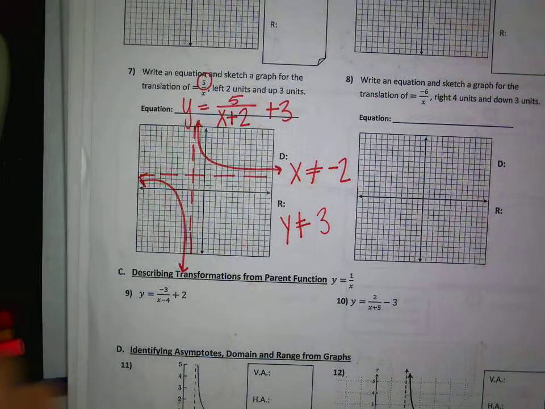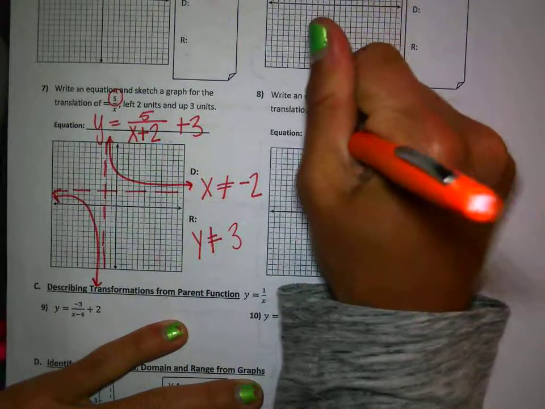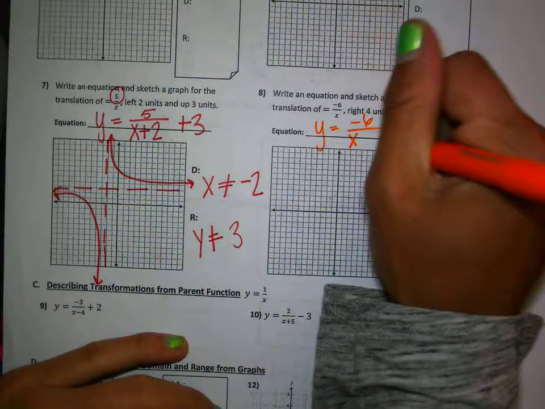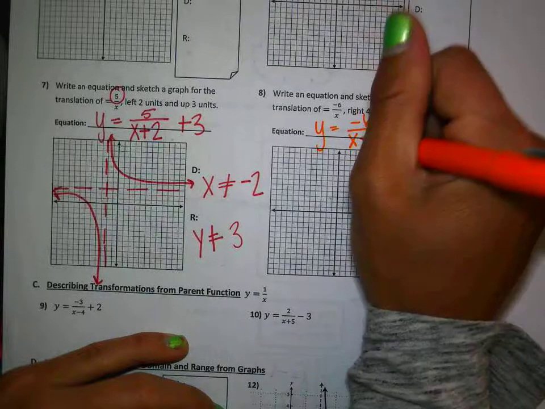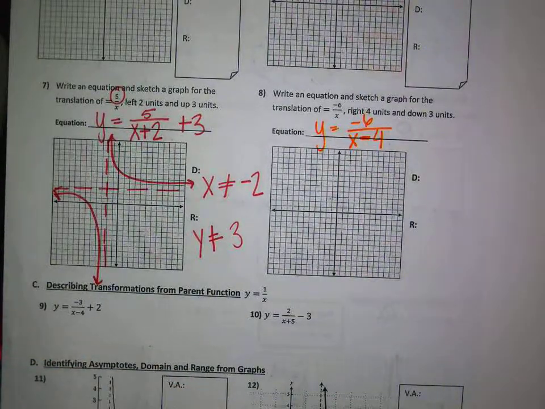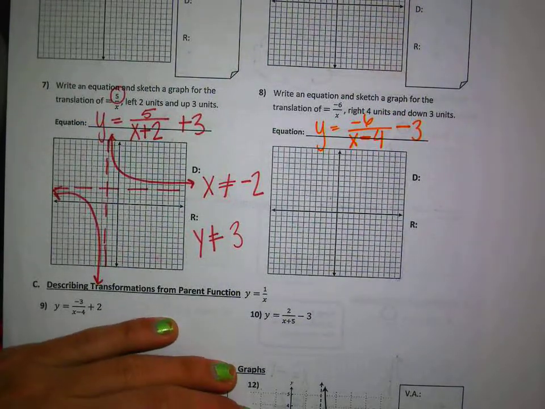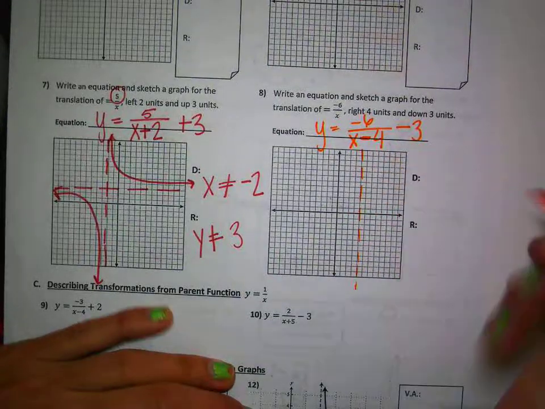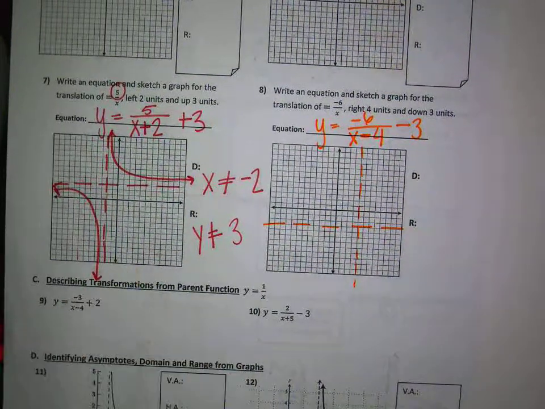All right, go over to number 8 real fast. Same thing. If I am shifting to the right 4, where is that going? Bottom, and it's going to be positive or negative? Negative, -4. So -4 on the bottom, think opposite, and then the down 3, -3 off to the side. So we're going to have an asymptote here at 4, and a horizontal asymptote down here at -3.